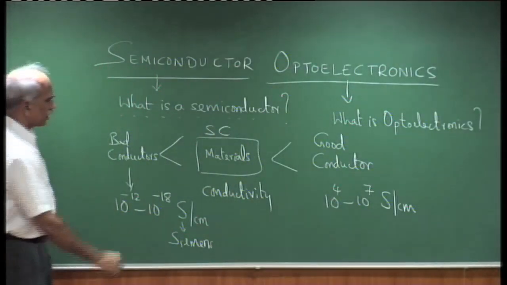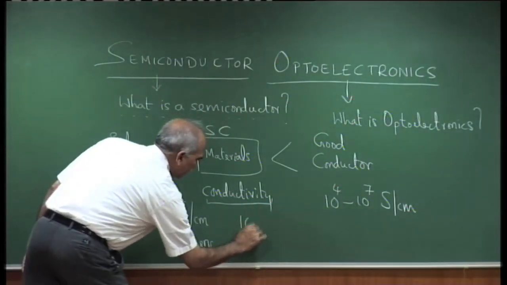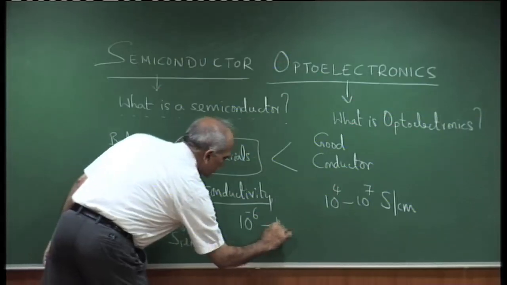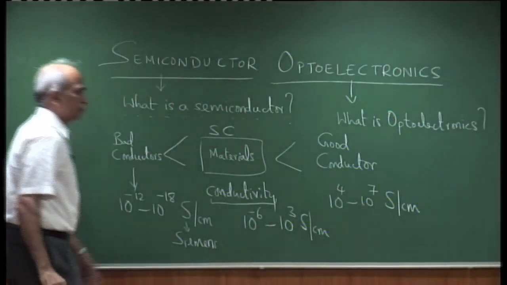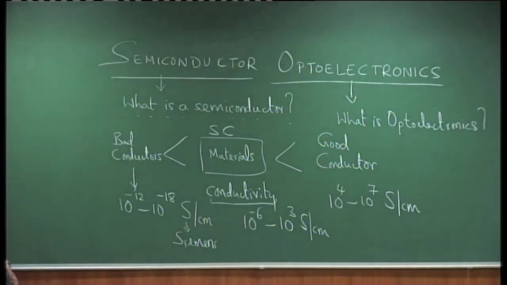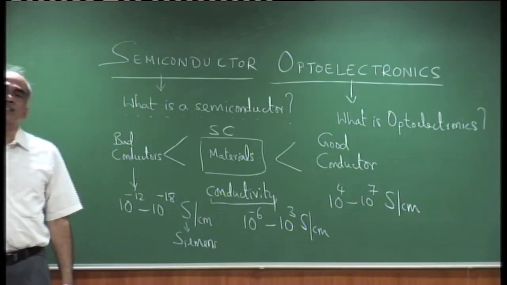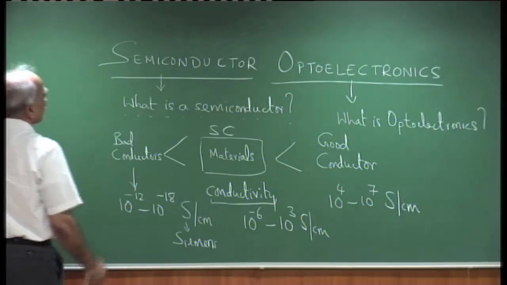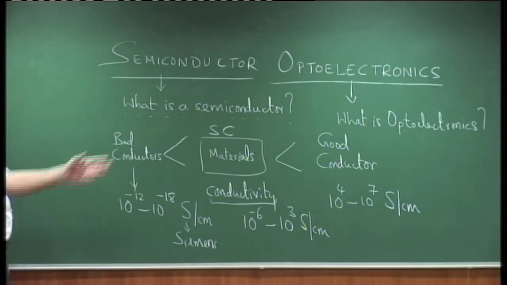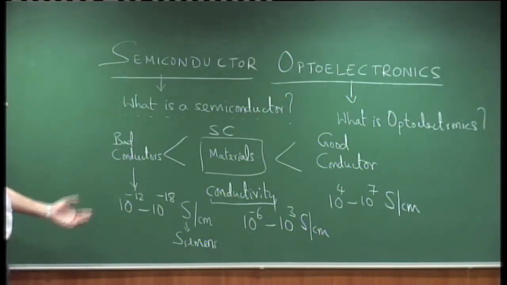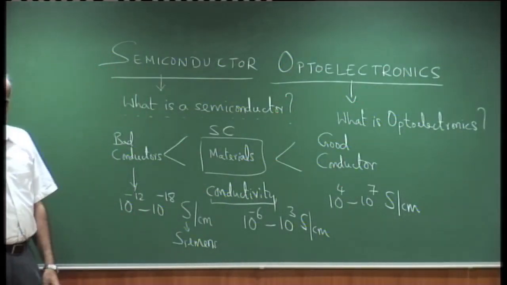Semiconductor materials have conductivity approximately in the range 10 power minus 6 to 10 power 3 Siemens per centimeter. First step, what is a semiconductor? We are trying to answer this question. A material which has conductivity between those of good conductors and bad conductors. So the typical numbers for conductivity of semiconductors are this much.